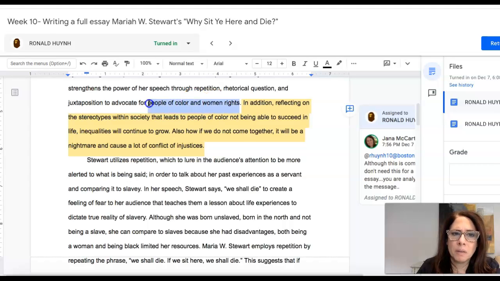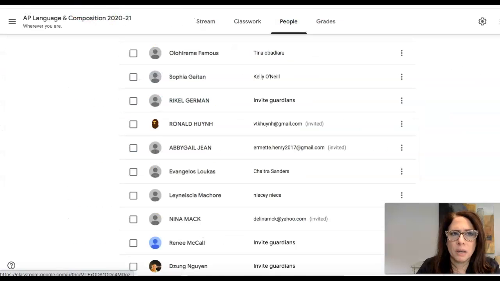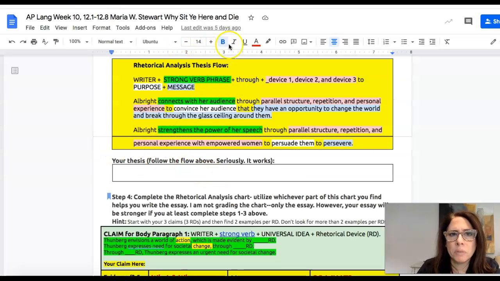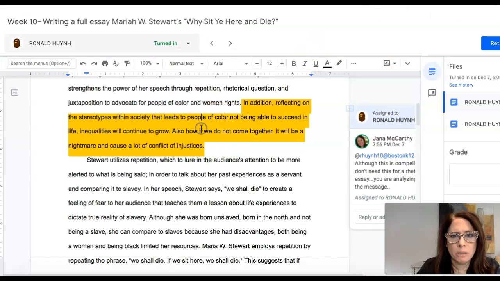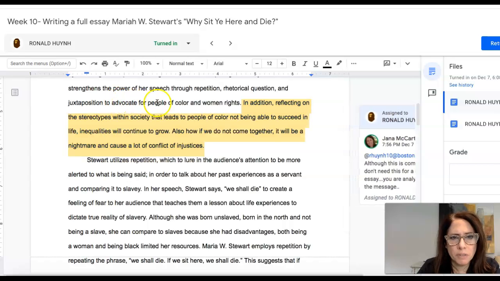But if you think back to other thesis statements, if I go back in here, I'm on the document from the work, the work doc for the speech, week 10. And it's like "to advocate." That's what you have. Let me look back and compare it. You say, "to advocate for people of color and women's rights." Okay, so her purpose, you're telling me, is to advocate.